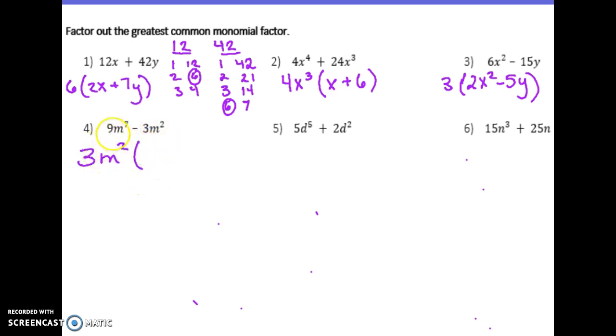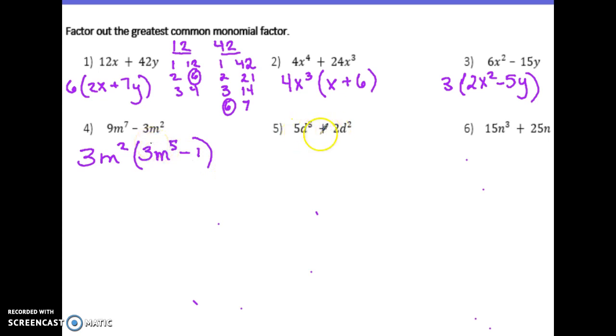When I reverse it, 9 divided by 3 is 3. m to the 7th divided by m to the 5th is m to the 5th. And then 3m squared divided by 3m squared is just going to be a 1. So I factored that out.